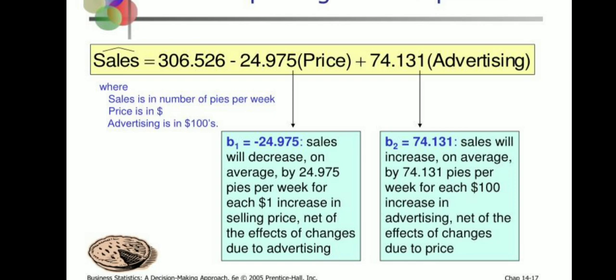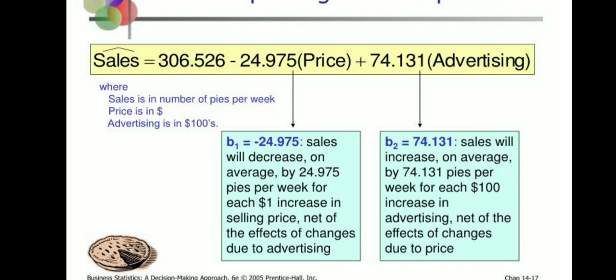b1 is minus 24.975 for price. It means that sales will decrease, because there is a negative sign. If it is a positive sign, there is an increase. That is the difference, so you have to interpret like this. When you get a negative value, there is a decrease in y. Here y is sales. Sales will decrease on average by 24.975 pies per week for each $1 increase in selling price, net of the effects of changes due to advertising.